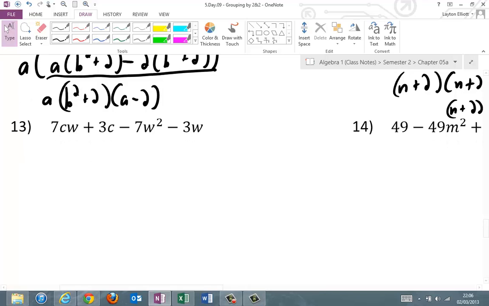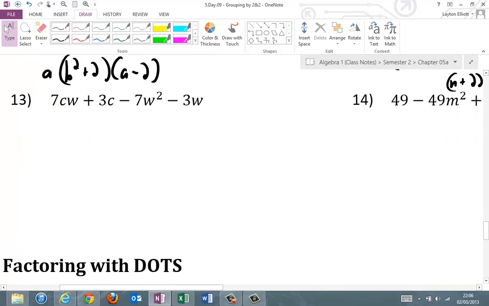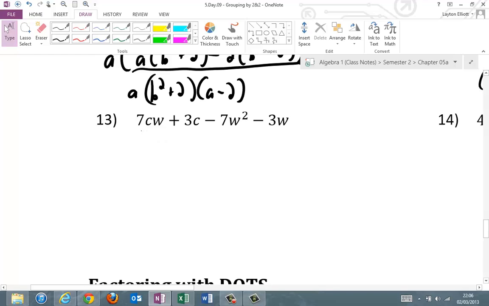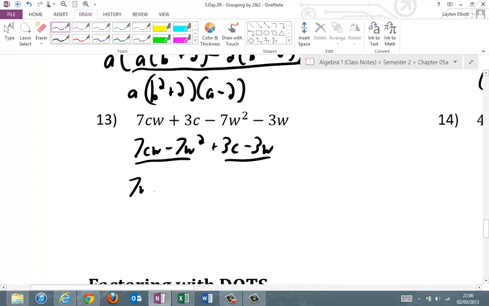Number 13, if I look at this example, one of the things with 13 is that my first two don't have anything in common now. So I might have to reshuffle the order a little bit. Maybe 7cw minus 7w squared, then plus 3c minus 3w. That way my first two have something in common, and my last two have something in common. My first two have a 7w in common with a c minus w, and then these have a plus 3 with a c minus w.